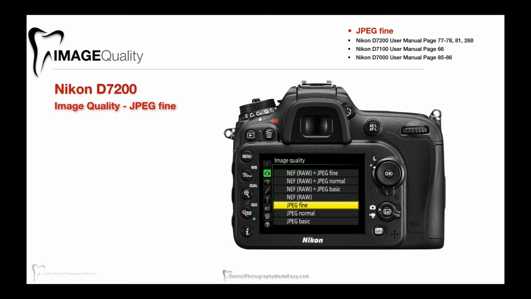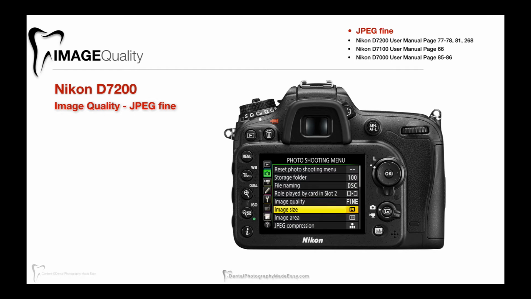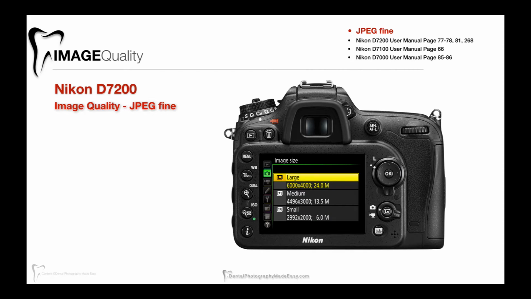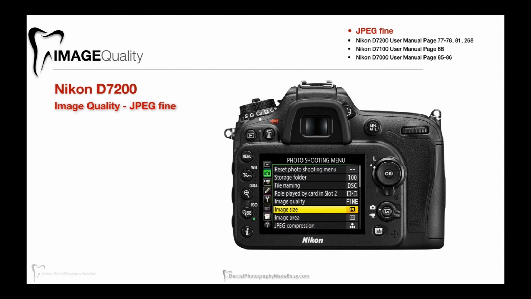And the reason for this is that it's easy to downsize images for different uses, for the web, for your blog, for PowerPoint, for patient management software, but it's harder to go in the opposite direction. So capturing the largest JPEG we can, which is JPEG Fine, gets rid of that problem. So we'll just select that. And then we want to go over to image size. I want to just double check that it's on large, the 6,000 by 4,000 pixels, which creates a 24 megabyte file. If medium or small are selected, scroll up to large and select that.